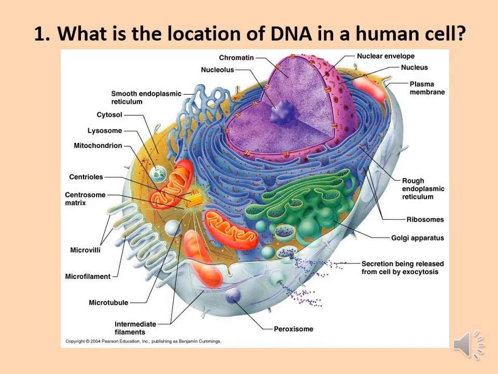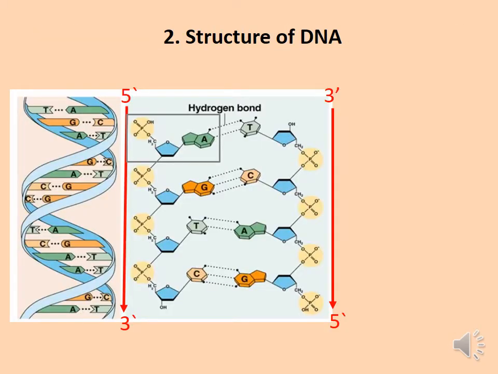Do you know where DNA is located in a human cell? Yes, most of the DNA is located within the nucleus, and a very small amount is located in mitochondria also. Now, let us look at the structure of DNA. A long time ago, two scientists described the structure of DNA. Do you know the names of those scientists? They are James Watson and Francis Crick.